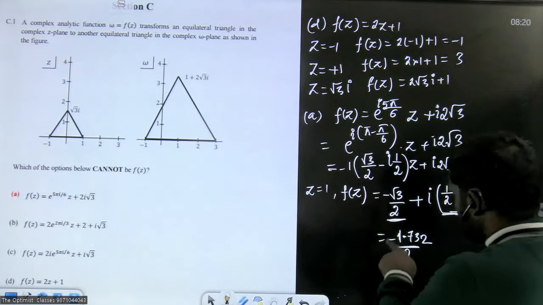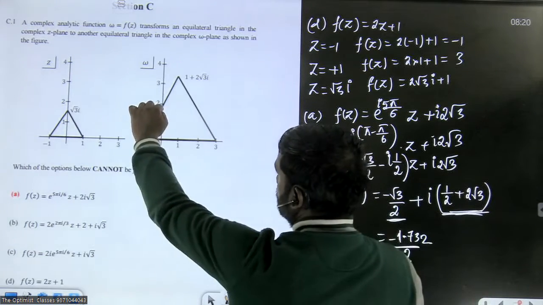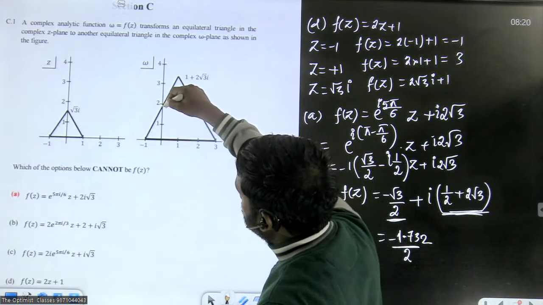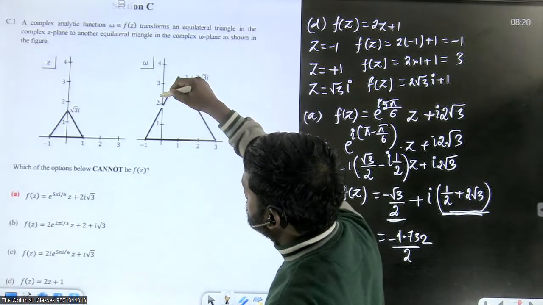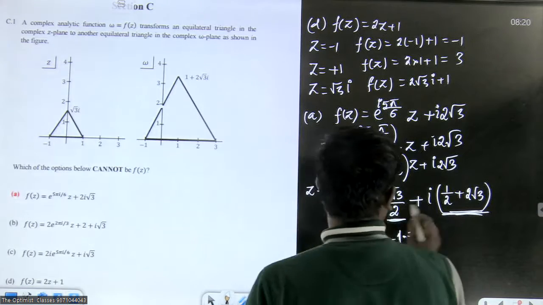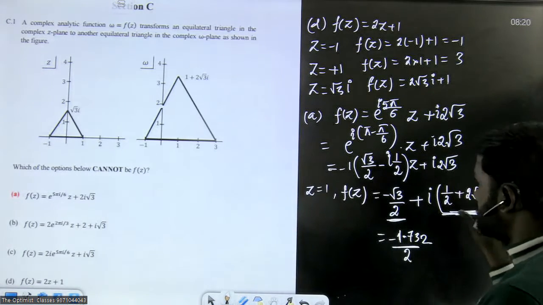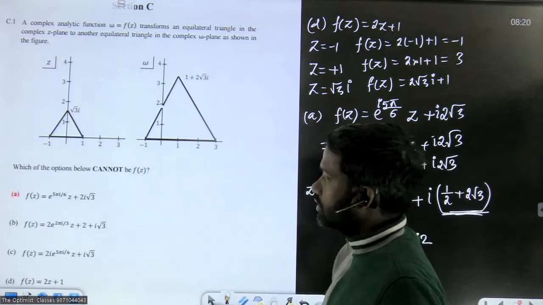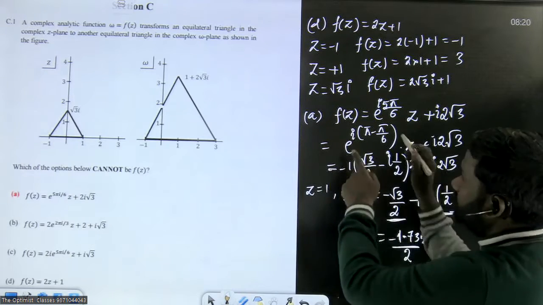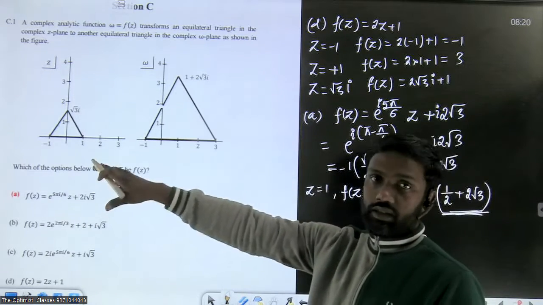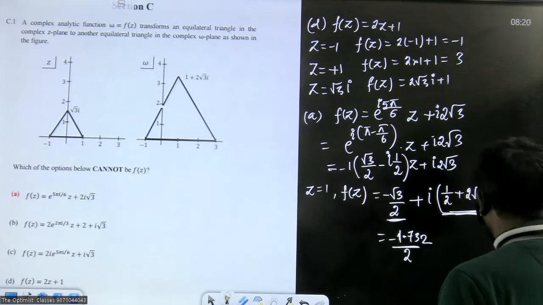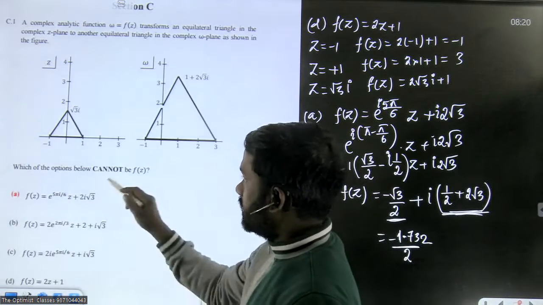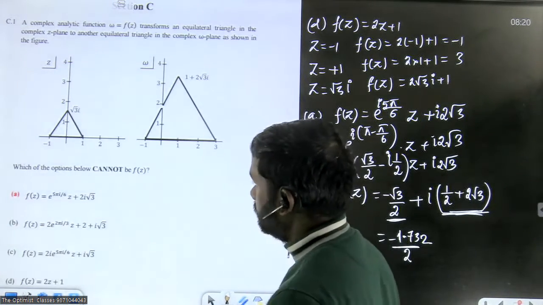Because this is negative. So if you go to the negative side, this is the graph. Here you can see the y coordinate is less than 2, but here the y coordinate is becoming more than 2, so we can say that there is no such point on the omega plane. Therefore, this function is not satisfying this situation. So the function given in option A is not satisfying this mapping.